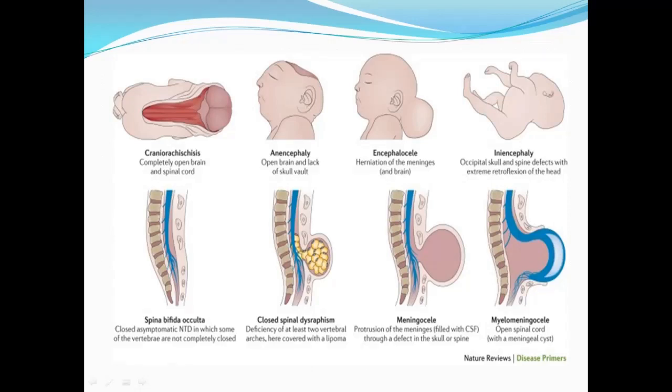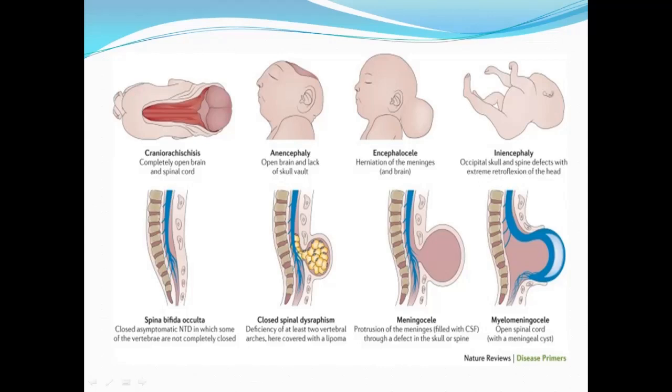Sometimes an open brain and lack of skull vault may occur, which is known as anencephaly. Then in encephalocele, there could be herniation of the meninges and the brain. And in iniencephaly, the occipital skull and spinal defects with extreme retroflexion of the head can occur. Whereas in closed spinal dysraphism, the deficiency of at least two vertebral arches will occur, and here it will be covered with a lipoma.